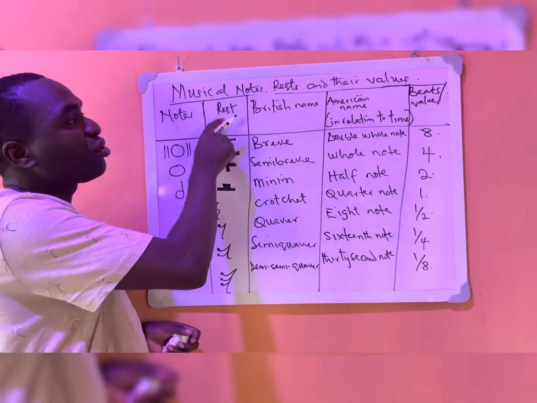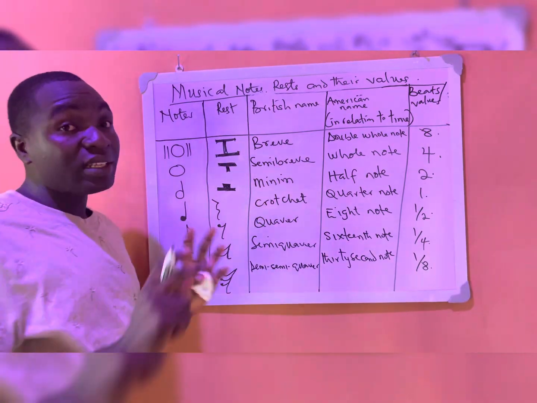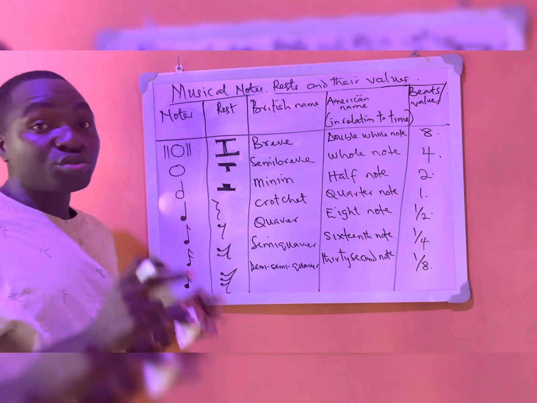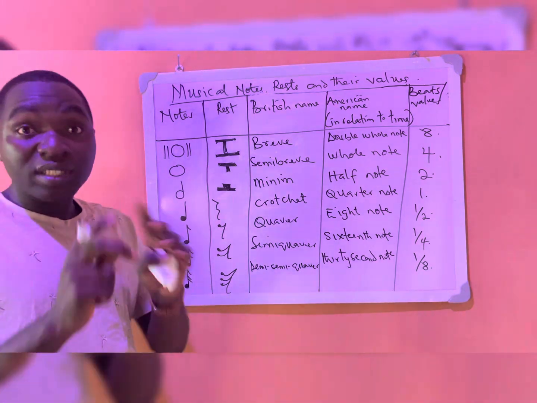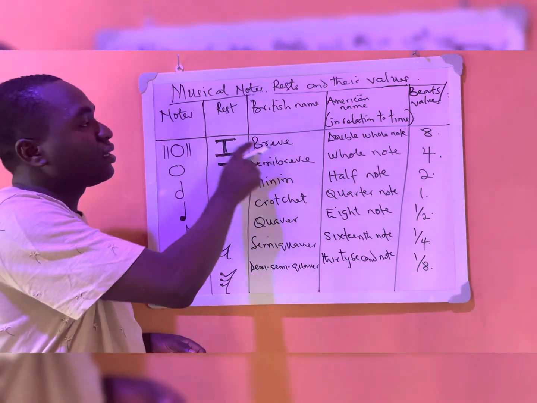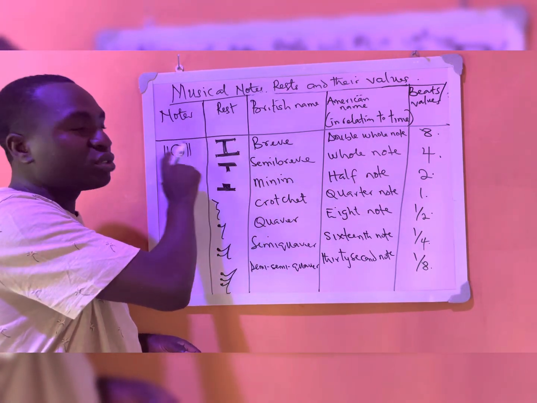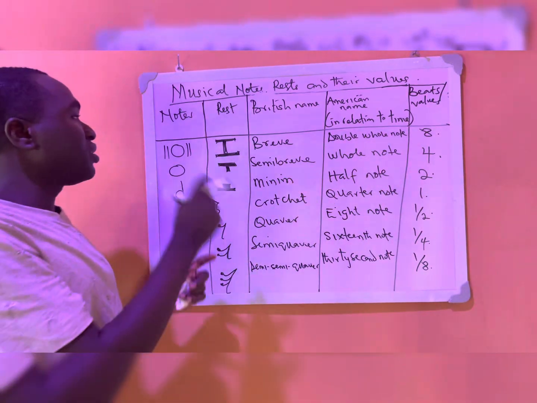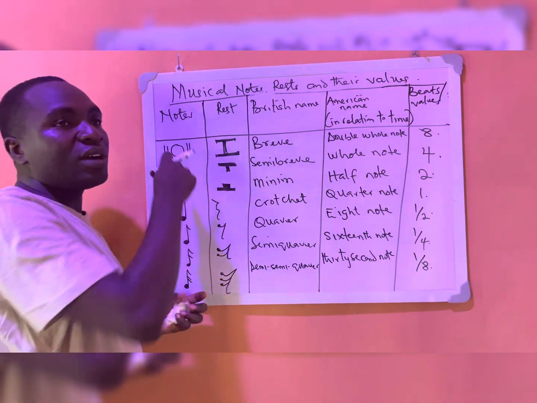Remember, a note is a period of sound, a rest is a period of silence in music. That means whenever you see any of these symbols, it means you should rest. And what's the meaning of rest? Just keep quiet. Good. The first note is what we call breve. This is the symbol of the breve. And the value is 8. So that means if you see this note, you have to count 8 beats.